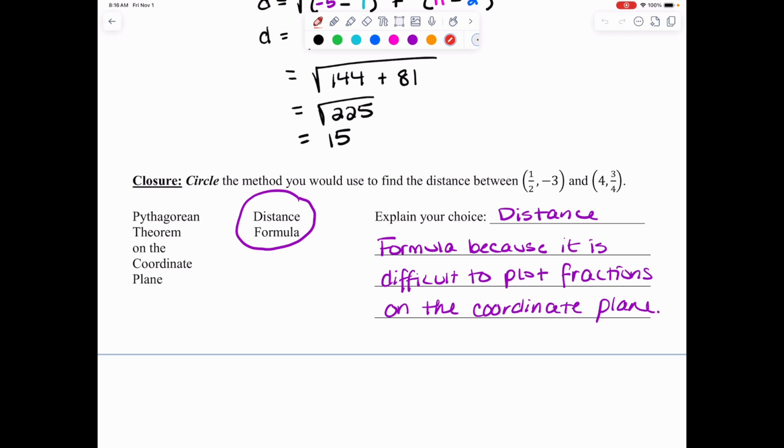Okay, and that concludes our lesson on distance in the coordinate plane today using the distance formula.